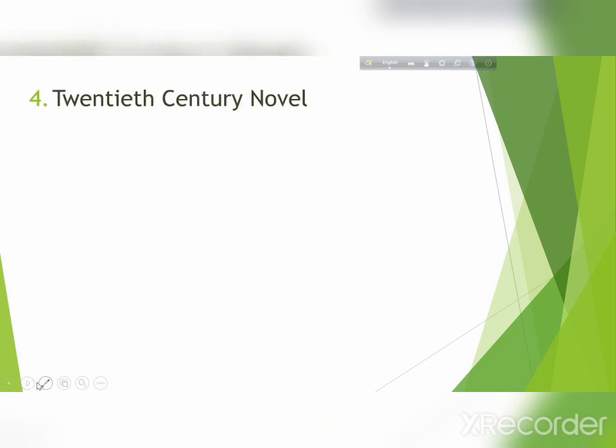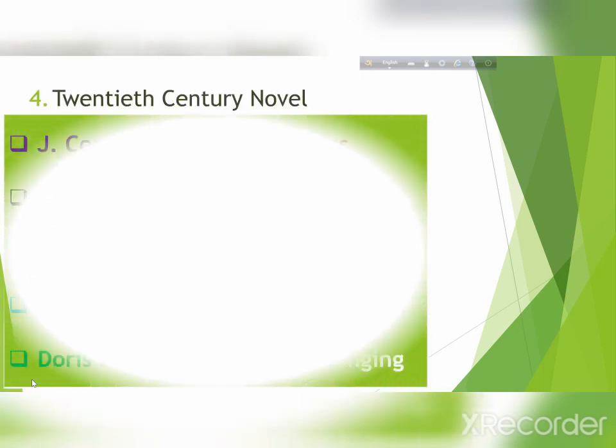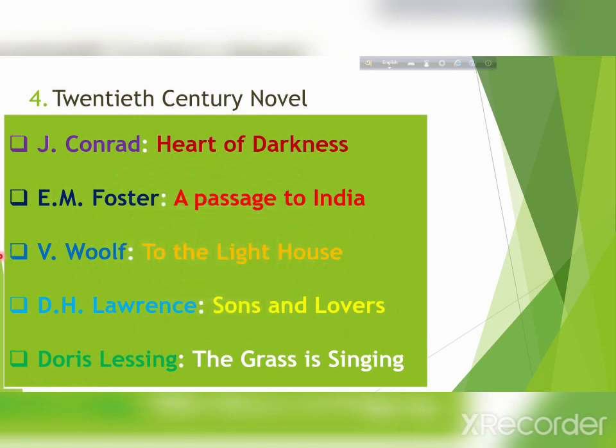Next course is 20th century novel or modern novel. This course includes 5 novels by 5 different novelists. First one is Heart of Darkness, written by Joseph Conrad. He was a Polish-British writer regarded as one of the greatest novelists to write in English language.